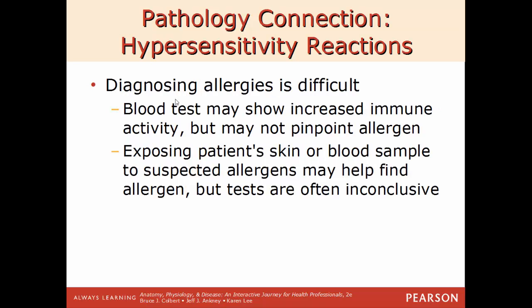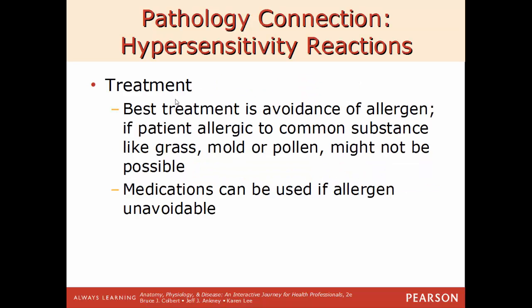Now, diagnosing allergies can be difficult. Blood tests may show increased immune activity, but may not be able to pinpoint any particular allergen. A common way to test allergies is to expose a person's skin or a blood sample to a suspected allergen and see if there's a reaction, but these tests are often inconclusive. Treatments for hypersensitivity reactions: of course, the best treatment is to avoid the allergen, but if a patient is allergic to something very common like pollen or grass or mold, it may not be realistic, may not be possible. So medications can be used if the allergen is unavoidable.